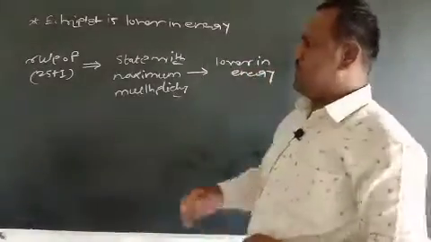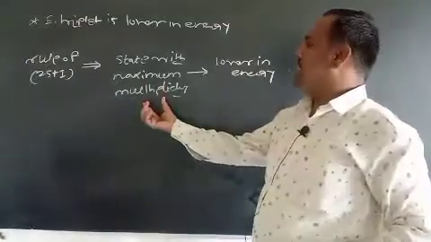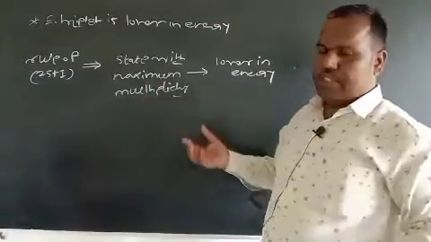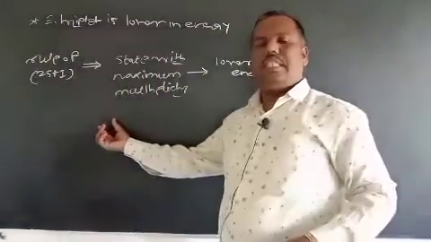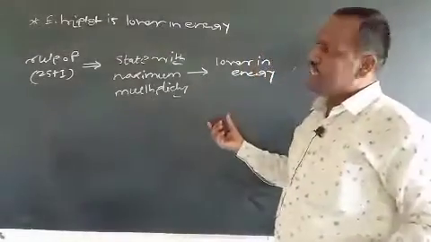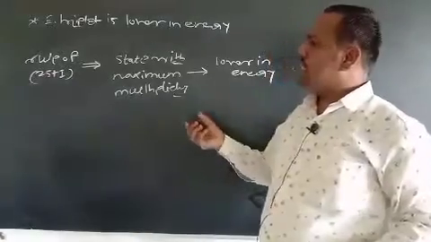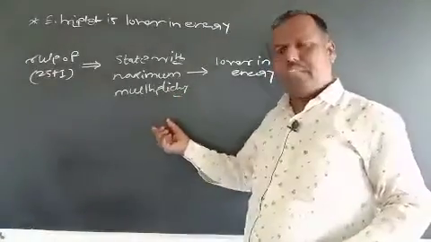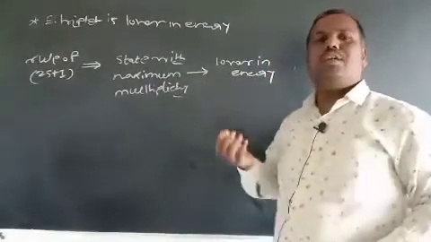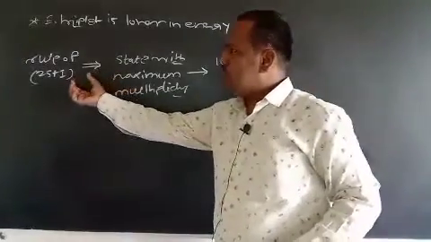So according to the rule of spin multiplicity, the state with maximum multiplicity is lower in energy. Therefore, in case of excited singlet, the multiplicity is 1, while in case of excited triplet, the multiplicity is 3. So maximum multiplicity is in case of excited triplet, and therefore excited triplet is lower in energy as compared to excited singlet. So what does this rule indicate?